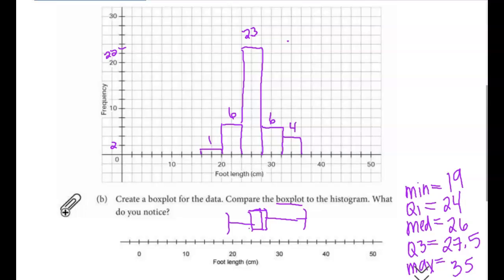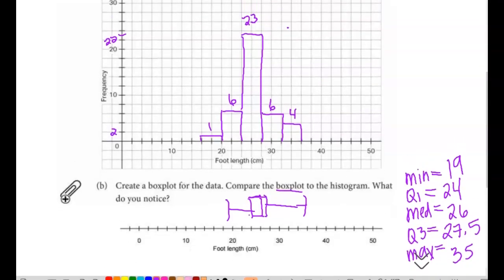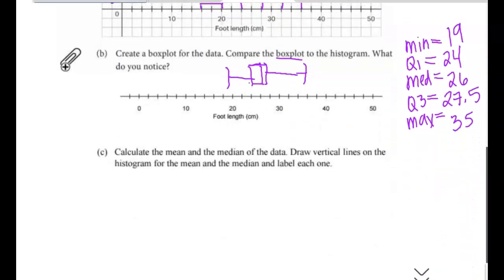Does anybody remember what we call the actual box here in the middle? Interquartile range. So, the interquartile range, good job, Evan, is relatively in the same area as what? The highest bar, yeah, the highest bin. Okay, good job. All right, let's go to part C.